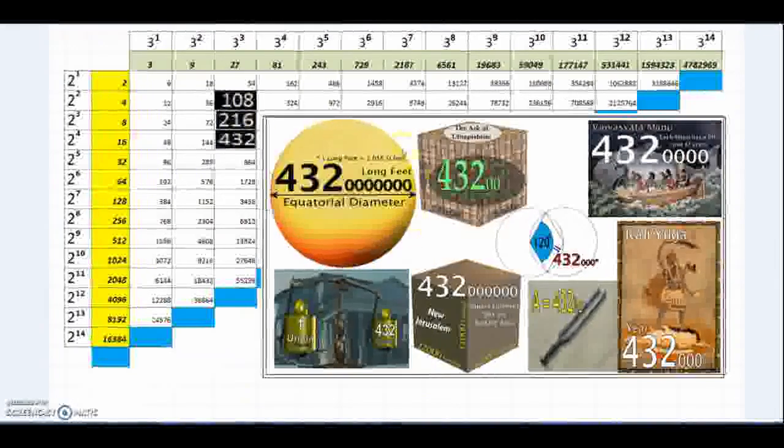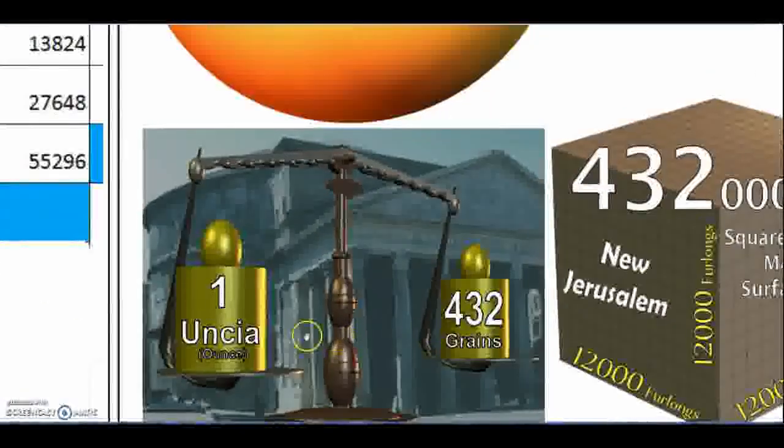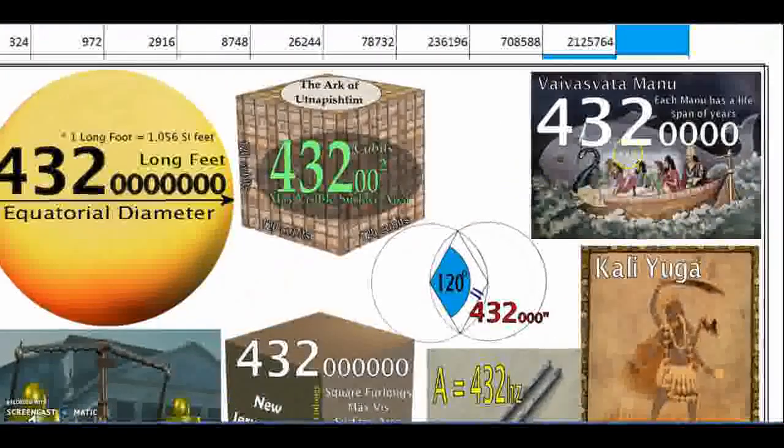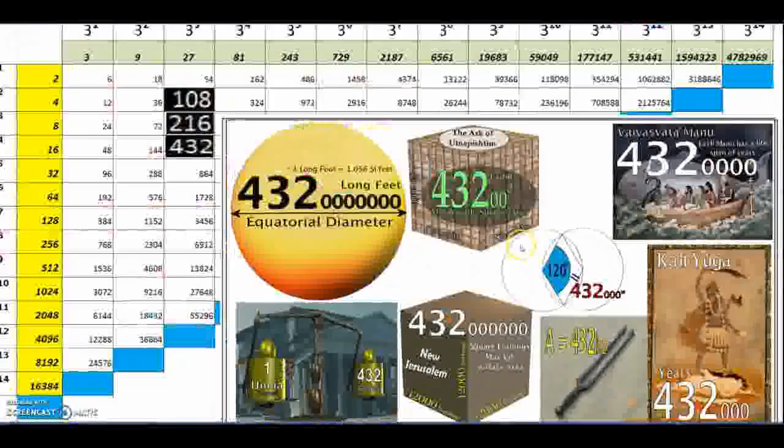What's the diameter of the Sun in the long scale? The Arkavut Napishtim and New Jerusalem also incorporating this number multiple times. Ancient systems, for instance, Roman, 1 ounce, 432 grain. A in the standard tuning, Pythagorean tuning, 432. And the Yugas, so the Kali Yuga, 43,200 years, and even the lifespan of a Manu, 432,000.